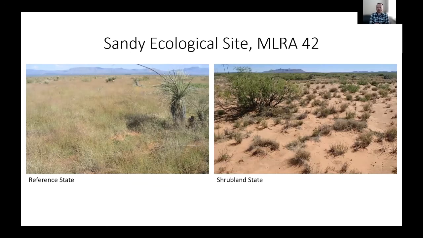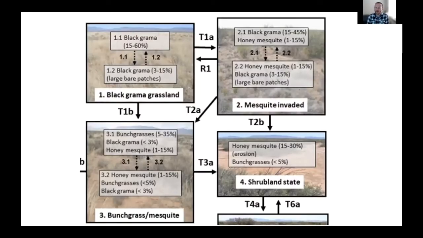These photos represent the reference black grama grassland state and the altered shrubland state for the Sandy site. We can see the dramatic change to ecosystem structure, which then impacts ecosystem function. For the Sandy site, this shift in ecosystem structure can be measured using discrete species cover indicators that signify the underlying changes to ecological processes. For this site, black grama, bunch grass, and mesquite cover are the main indicators of ecological state.